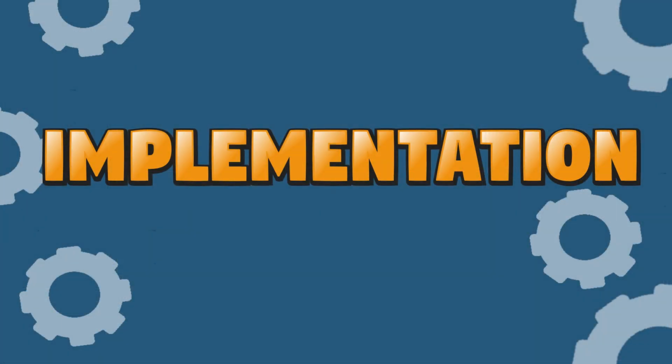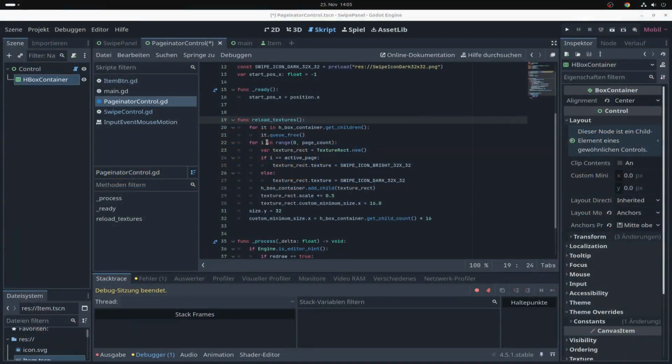So after we set everything up, go grab yourself a cup of coffee and let's dive into the code. Let's start with the script for the page display control. Here you can see a function called reload textures. This function first clears all elements inside the HBox container and then reloads the correct textures based on the currently active page. In this example, I've also scaled down the textures to fit the layout. It's important to set the custom minimum size for both the textures and the HBox container. Otherwise, nothing will actually be visible.